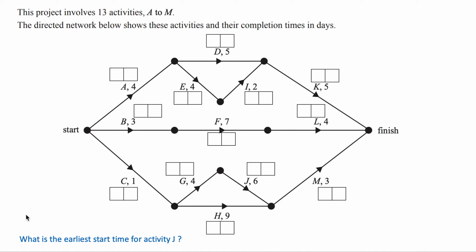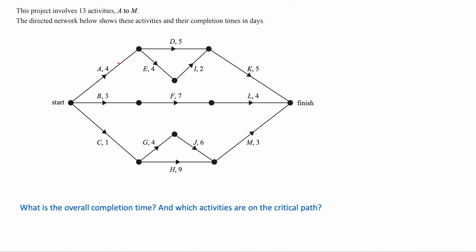So, oops, that was the same one. Okay, so here's the same network, same information, but this question says, what is the overall completion time and which activities are on the critical path? So a very different question here.